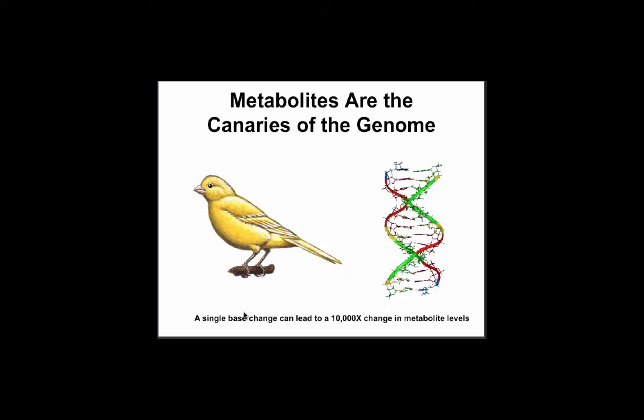They're also sometimes called the canaries of the genome, and this is one reason why they're so frequently used, not only in clinical testing, but also for phenotyping. So in some cases, a single base change in your DNA can lead to a 10,000-fold change in metabolite levels. So, you know, finding the single base change in a genome is like finding a needle in a haystack. Measuring a 10,000-fold change in metabolite levels, that's pretty easy to do. And so that's one of the things that's made metabolomics particularly appealing.